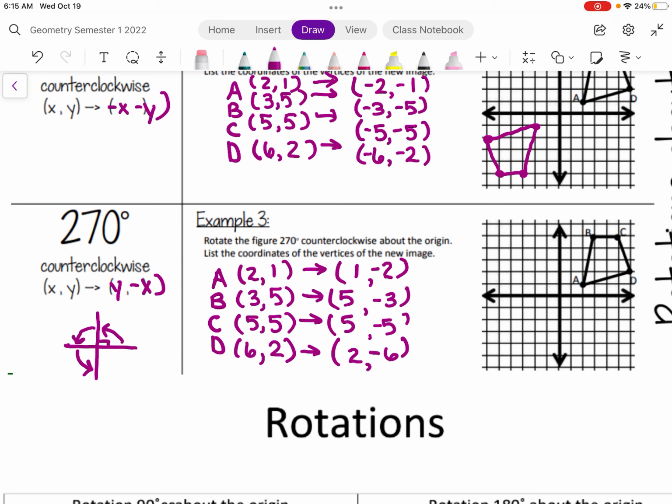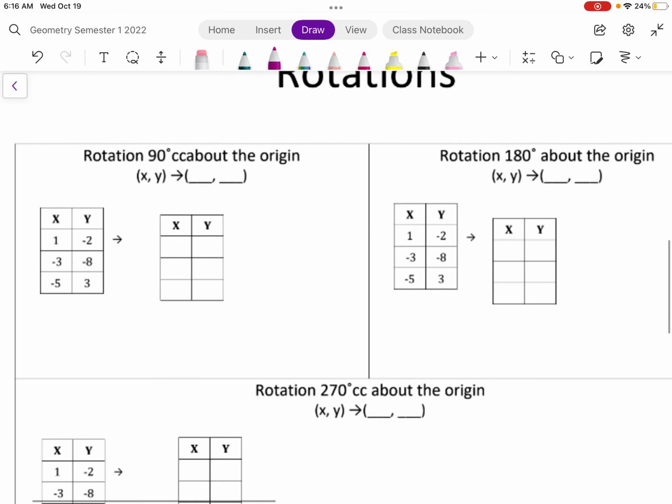So where do I graph this time? 1, negative 2 is here. 3, negative 5 is here. 5, negative 5 is here. And 6, negative 2 is here. So I rotated it 3/4 of a circle. Except I plotted that last point wrong, so give me just a second here. Oh, it's not that one that I plotted wrong, it was the last one. So 1, negative 2 was good, but 6, negative 2 needed to be right here. And there we go.